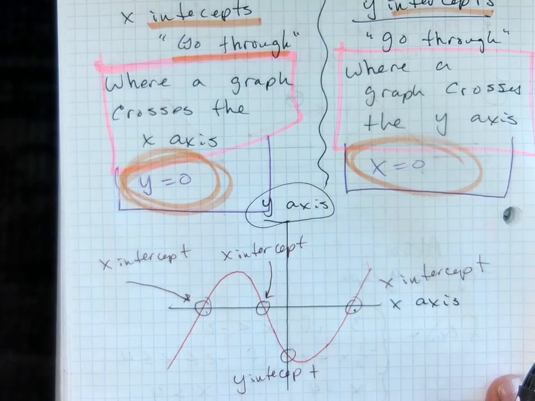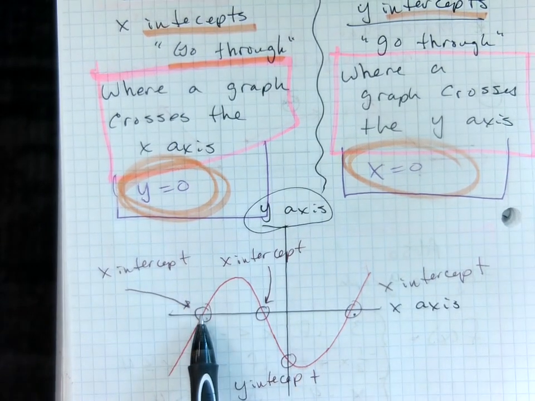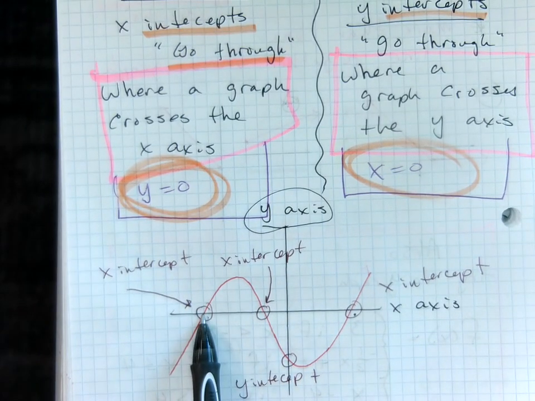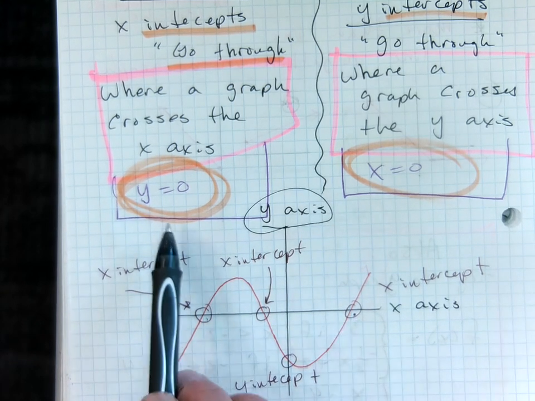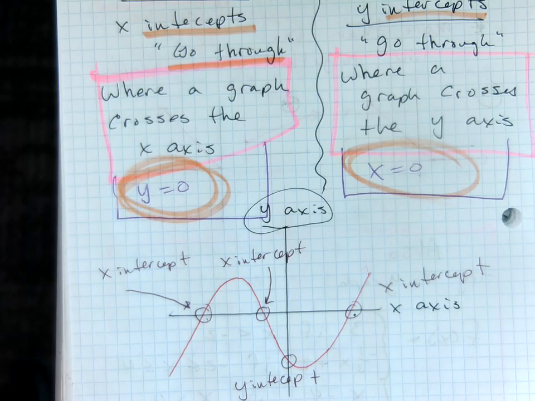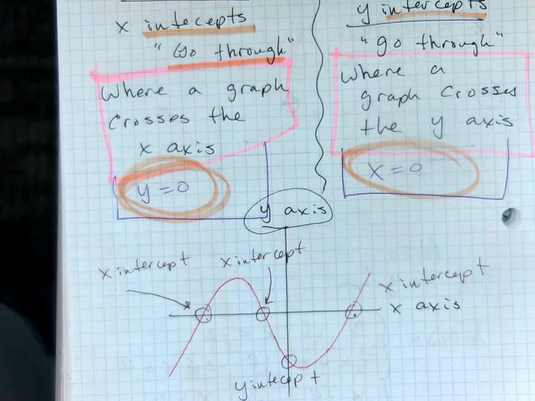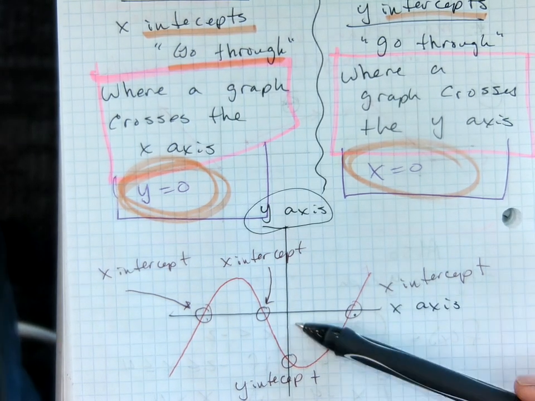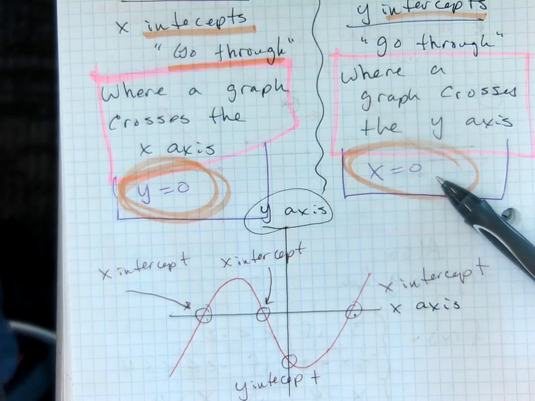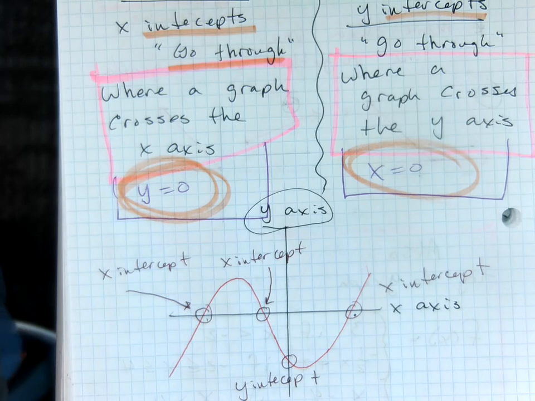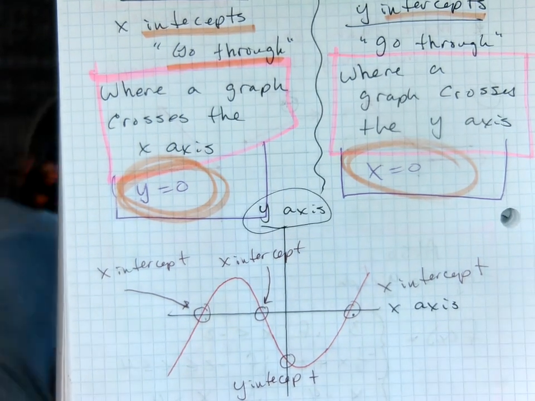What occurs is at these spots, the height is 0. The y is 0. So for x-intercepts, that's where the y value is 0. And at the y-intercept, that's where the x value is 0. Okay, that's really going to be important later on in our course. So we'll talk about that more. So that's pretty easy vocabulary.